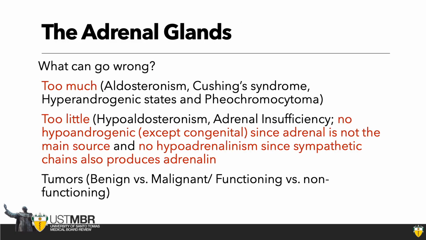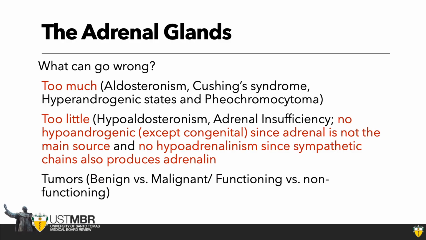So what can go wrong? Too much, too little. Of all the hormones, too much of those hormones can manifest as aldosteronism, Cushing's, or a hyperandrogenic state. If it's a male, it doesn't matter because testicles produce even more androgens. But if a female adrenal releases a lot of androgen, there might be some form of virilization. And pheochromocytoma is excess of the catecholamines from the adrenal medulla.